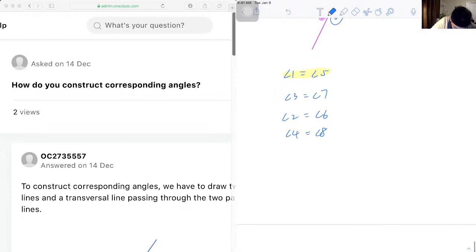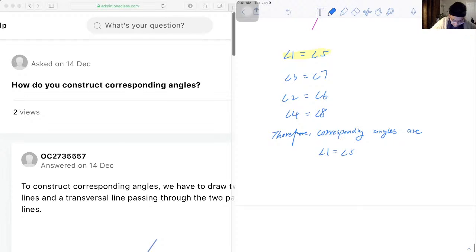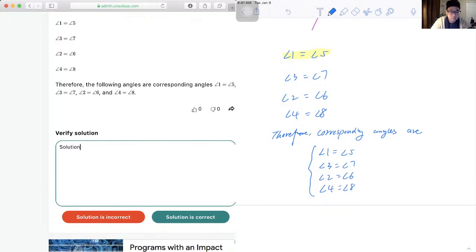Let's write the conclusion. Therefore, corresponding angles are angle 1 and 5, 3 and 7, 2 and 6, 4 and 8. Okay, that's all we got for this question. Let's leave a comment. Solution is correct. Well done.